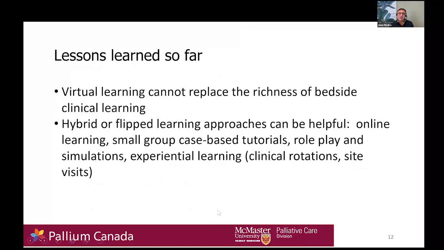And the lessons learned so far is virtual learning cannot replace the richness of bedside clinical learning. That for me is a key message. There is a place for virtual learning, but we've got to be very cautious if we're thinking that it's going to replace the wonderful experiential learning that is there to be had. Hybrid or flipped learning approaches can be helpful in certain situations.